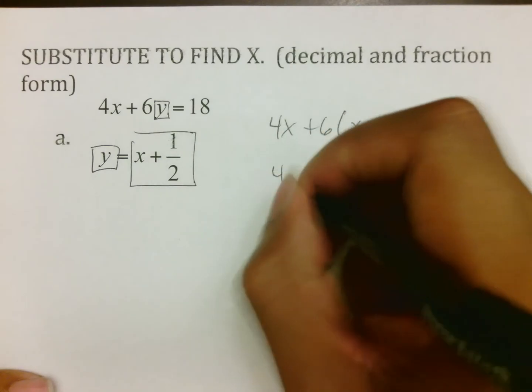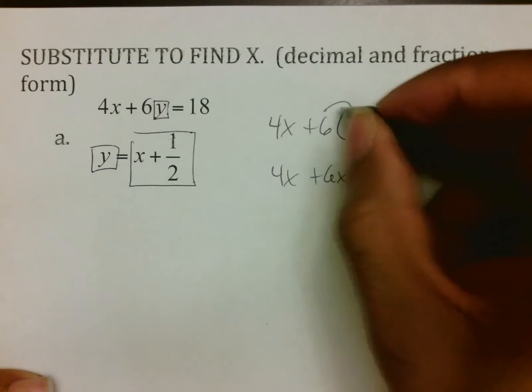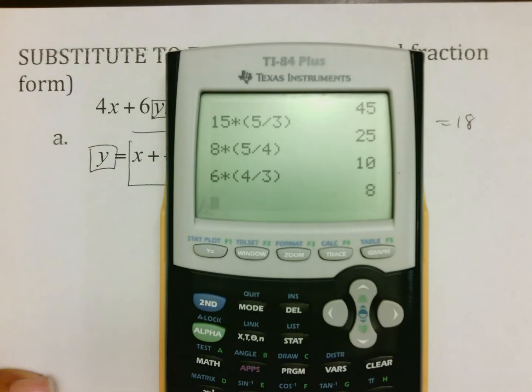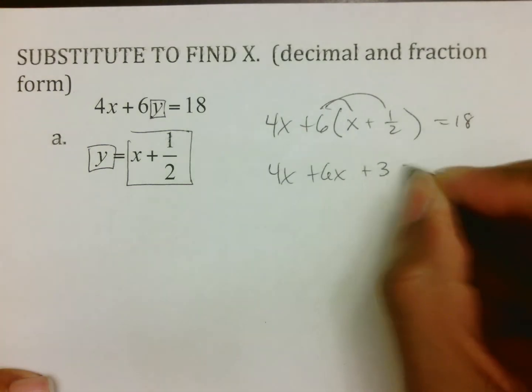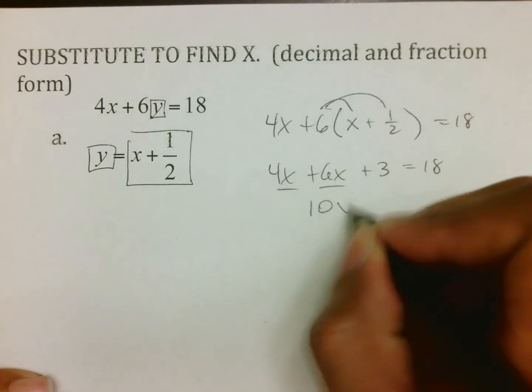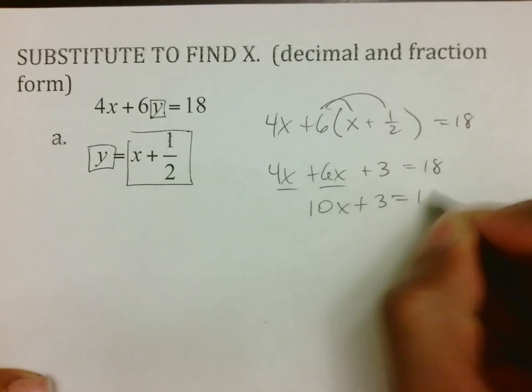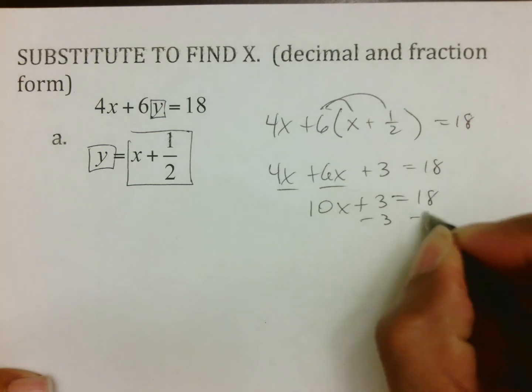Now we distribute. 4x comes down. 6 times x is 6x. 6 times 1/2, well, we know that 6 halves is 3, but just to make sure, 6 times 1/2 equals, and notice that that comes out as a 3. And again, notice that the fraction went away. We simplify by putting 10x plus 3 equals 18. And then we work this out, so minus 3 minus 3.